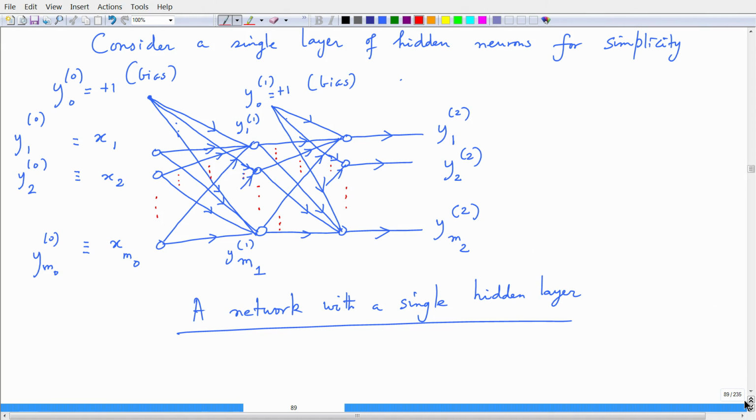Now let us see how we can formulate this, right. We saw the formulation of the error setup, right. You got a sort of gist how to set up the error criterion. Now we will go deeper into the details. Okay. Let us consider a single layer of hidden neurons.